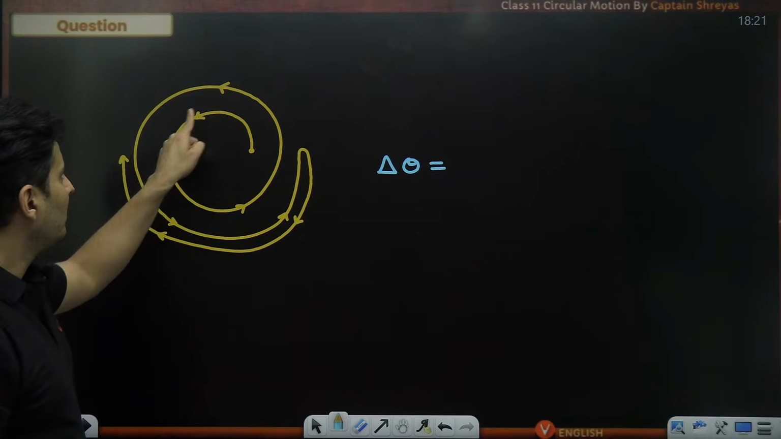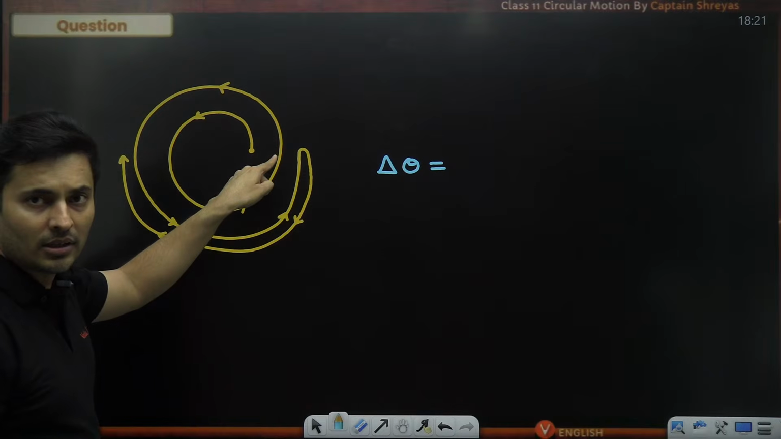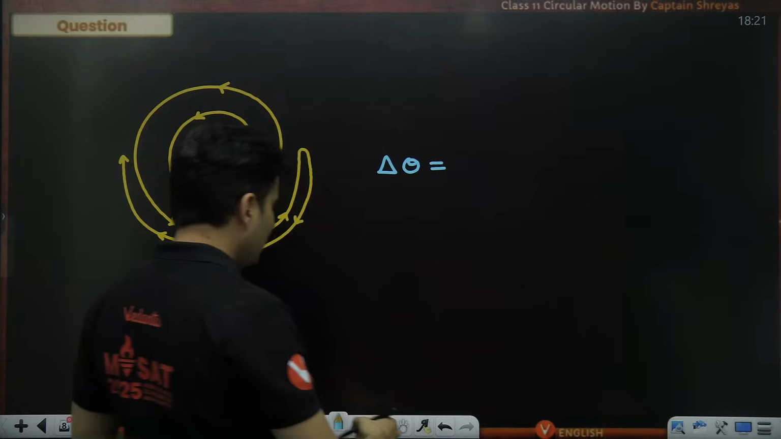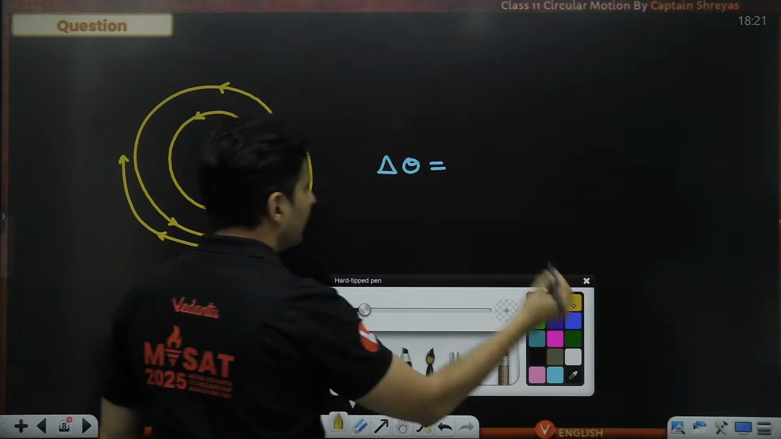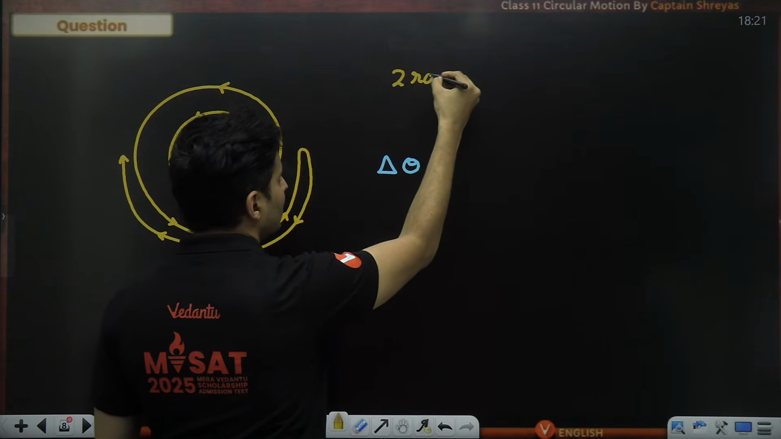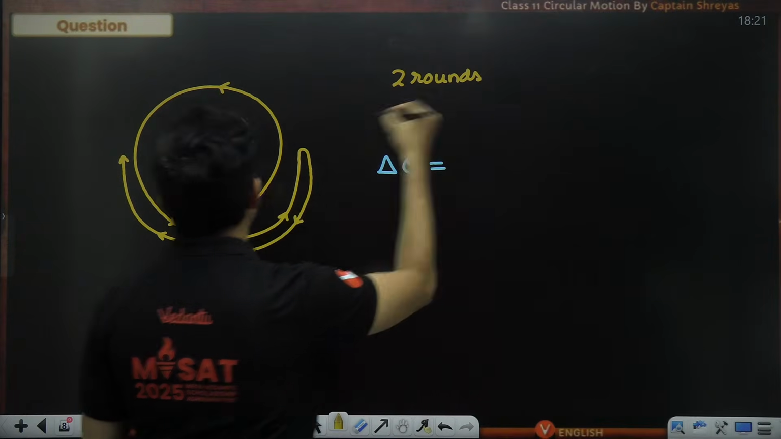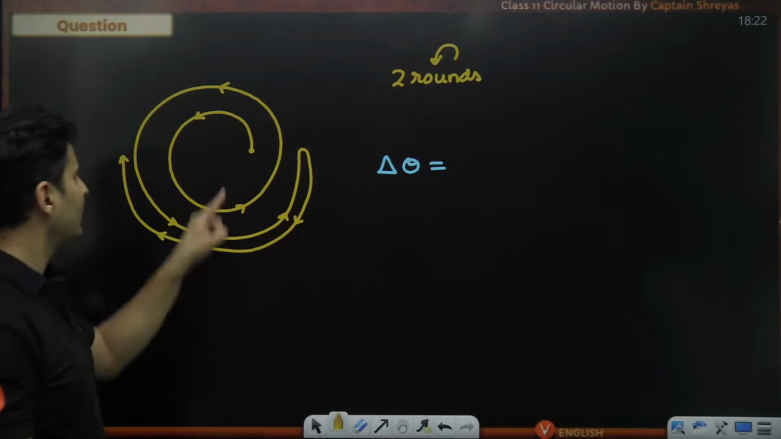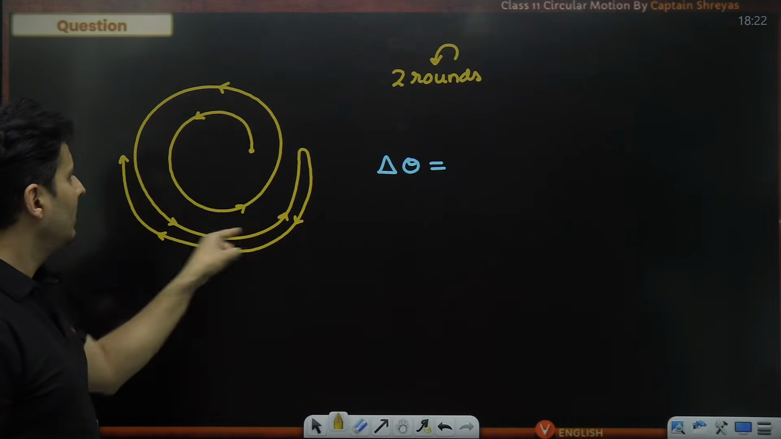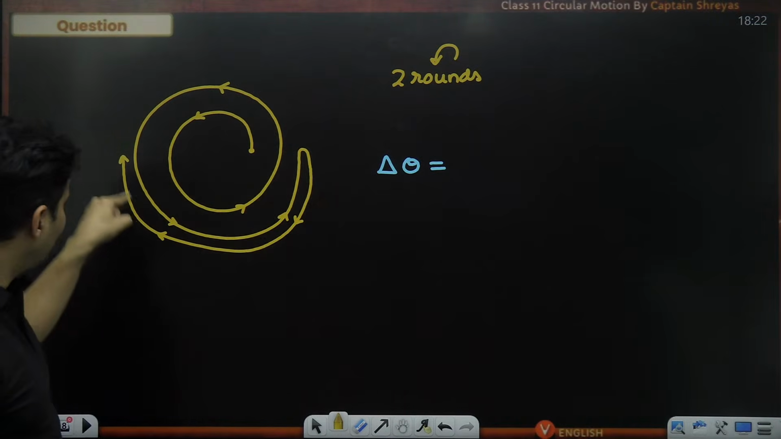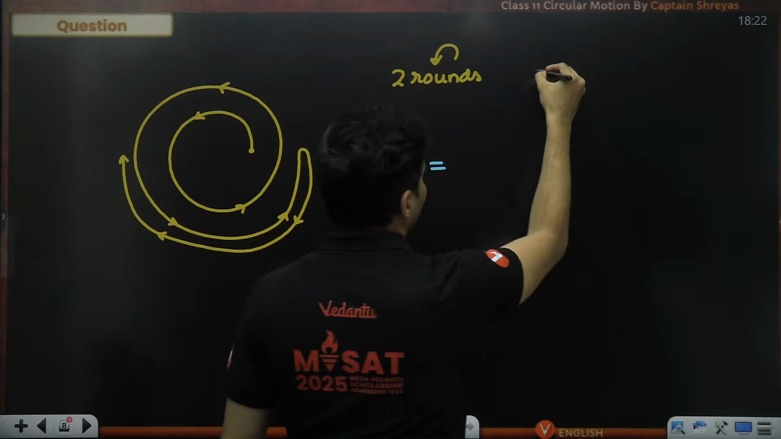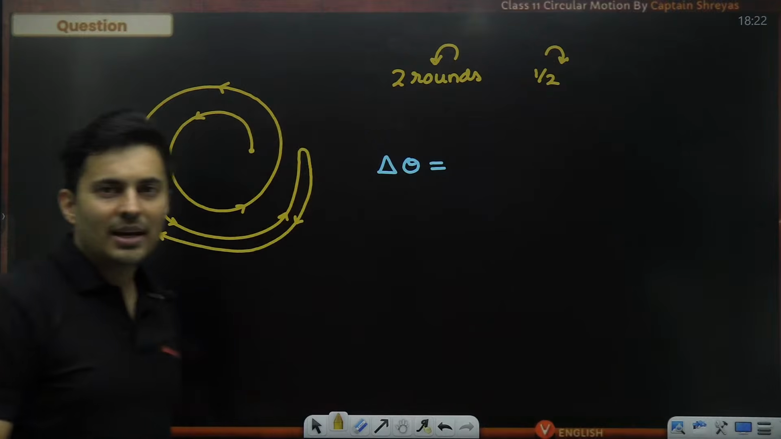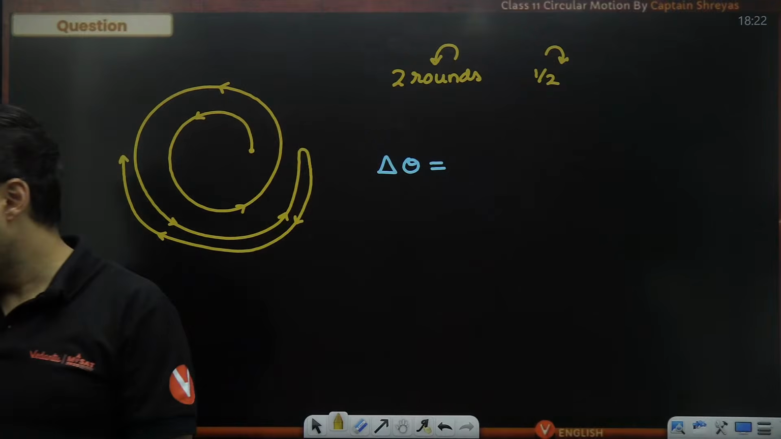Check this out. From here to here is 1 round. Okay. Then one more round. So basically, you can see that there are 2 rounds which are done like this, anti-clockwise. 1 and 2. And then half a round clockwise. So can you now guess what should be the angular displacement?